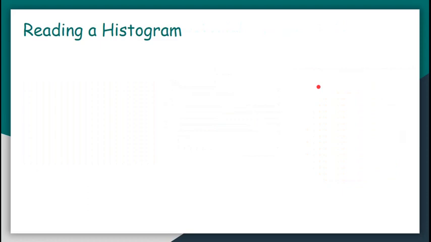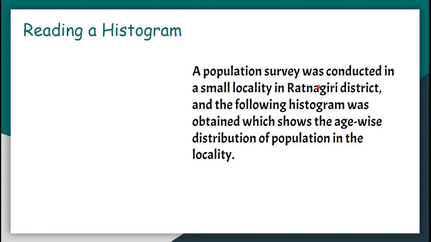Now let's understand a histogram by first reading a histogram. So histogram बनाने के पहले histogram समझने की कोशिश करते हैं. You need not write this question. You just have to think on your own and see if you can understand this or not. So a population survey was conducted in a small locality in Ratnagiri district, and the following histogram was obtained, which shows the age-wise distribution of population of people in the locality.